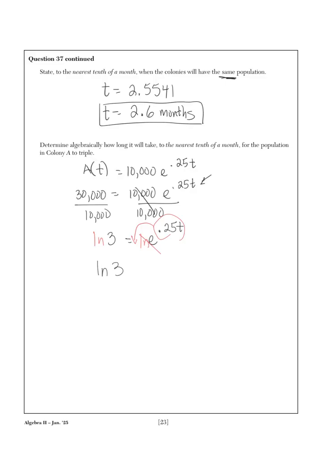So we're going to have the ln of 3 equals 0.25t. Technically times the ln of e, but if you put the ln of e in your calculator, you're getting 1. So there's no reason to write it. So I'm just going to now solve for t. And I'm going to put that in my calculator. ln of 3 divided by 0.25, and I will get 4.3944. And they want this to the nearest tenth of a month, so that's 4.4 months.